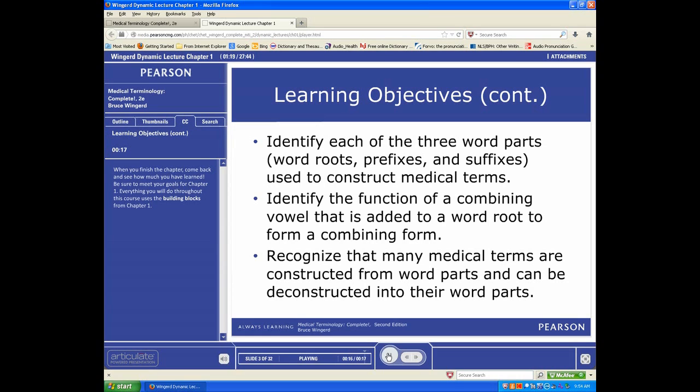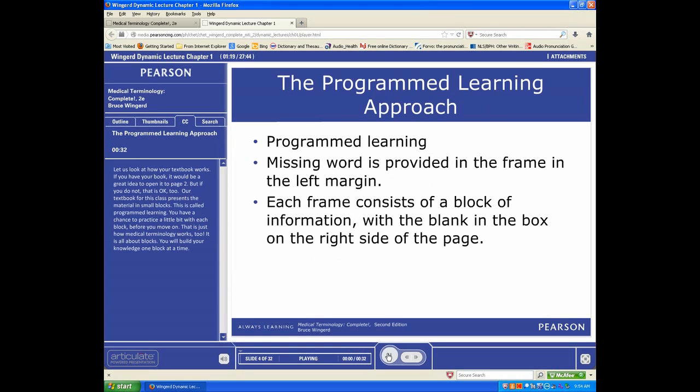Let us look at how your textbook works. If you have your book, it would be a great idea to open it to page 2. But if you do not, that's okay too. Our textbook for this class presents the material in small blocks. This is called programmed learning. You have a chance to practice a little bit with each block before you move on. That is just how medical terminology works too. It's all about blocks. You will build your knowledge one block at a time.